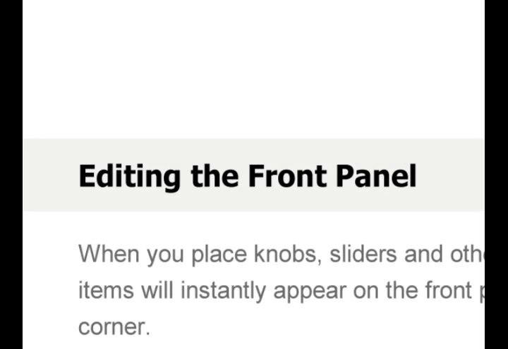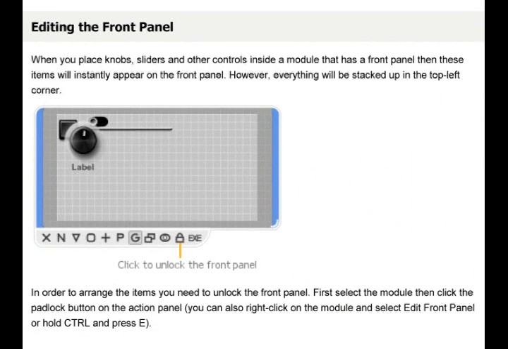Editing the front panel. When you place knobs, sliders, and other controls inside a module that has a front panel, then these items will instantly appear on the front panel. However, everything will be stacked up in the top left corner. In order to arrange the items, you need to unlock the front panel.